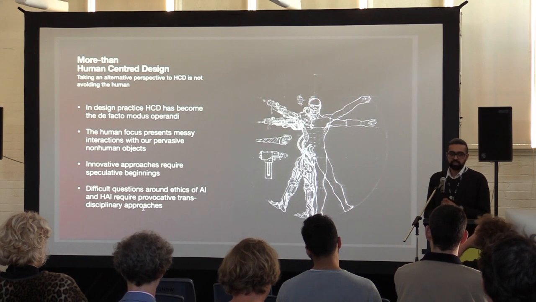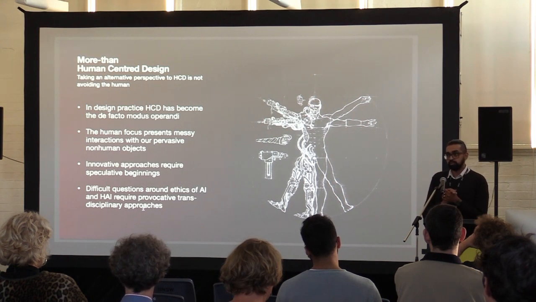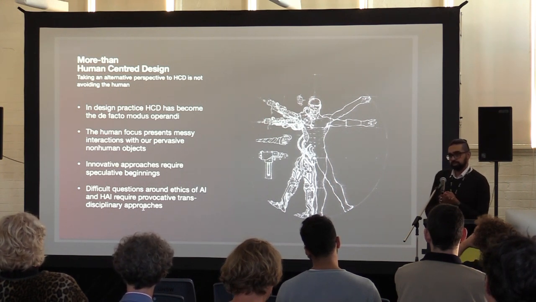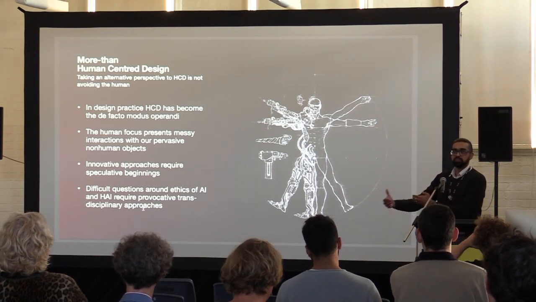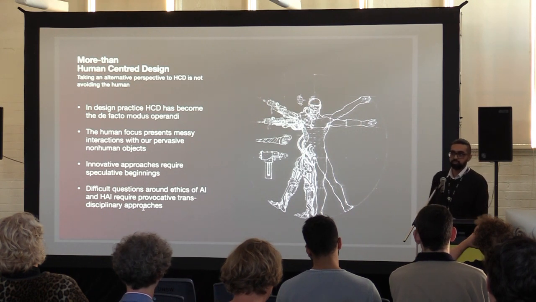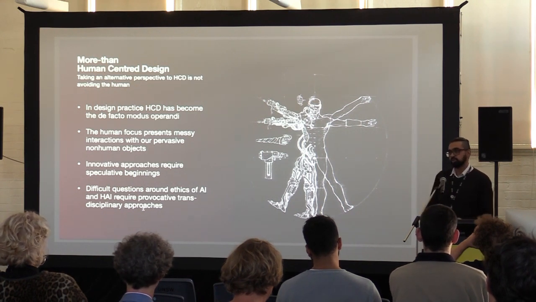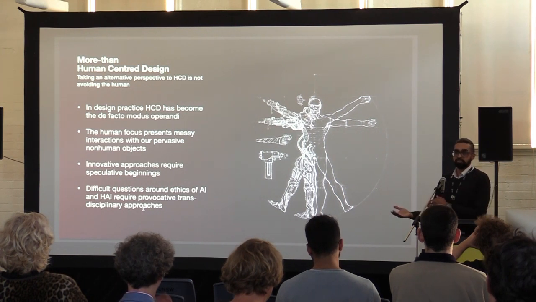And while human-centered design is a de facto modus operandi that we have when dealing with any of these problems, we have created a sort of messy interactions because we're trying to design for things that are not human by thinking of them as human or using the same practices. And I think this is where speculative design becomes quite useful, for answering questions like what are the ethics in AI? It's a complex question that requires some sort of transdisciplinary approach. Some level of speculation will be needed in order to become innovative.